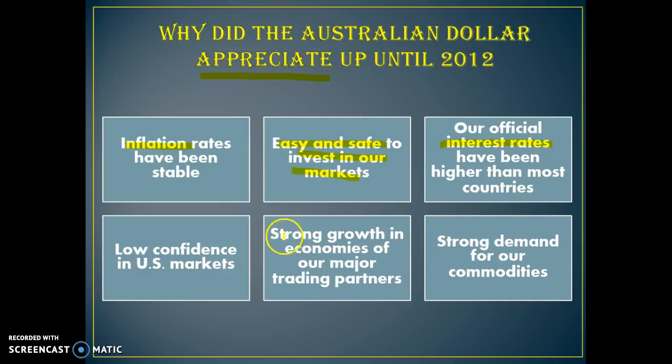There was strong growth amongst our trading partners, so we were exporting a lot, and that led to strong demand for our commodities, and more importantly, really high commodity prices. So the value of our exports was really high because we were selling our exports for a really high price. There was also low confidence in US markets, and therefore people didn't want to invest in the US, so our dollar was going up relative to theirs.